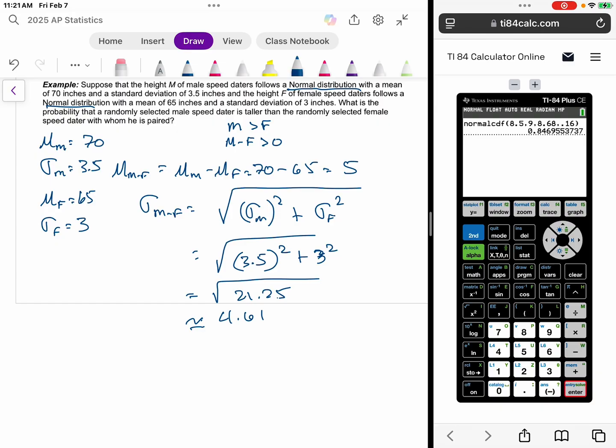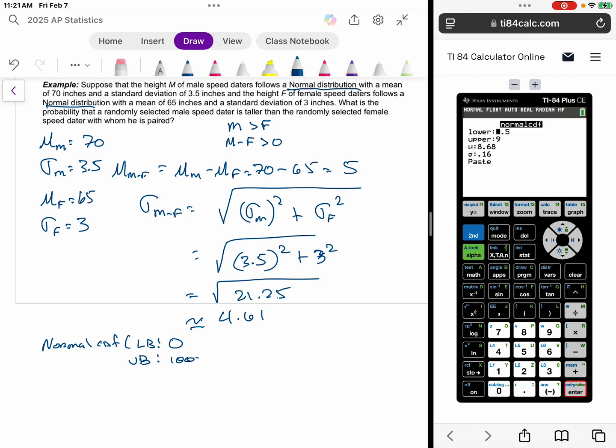So we're going to go second VARS, normal CDF. Our lower bound, what is the probability that a selected male is? So our lower bound is 0. So normal CDF. Why is it 0, and not just because Mr. Stevens said so? Yeah, exactly. And now what's the upper bound?